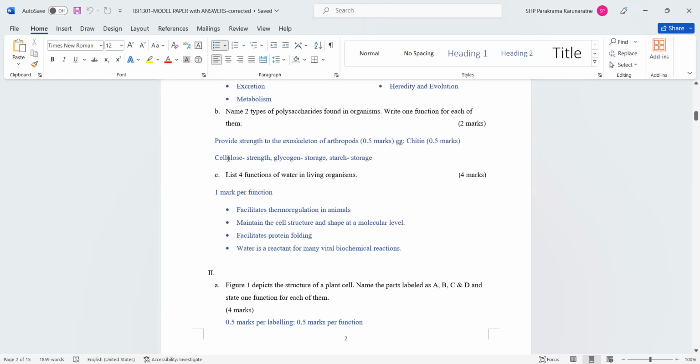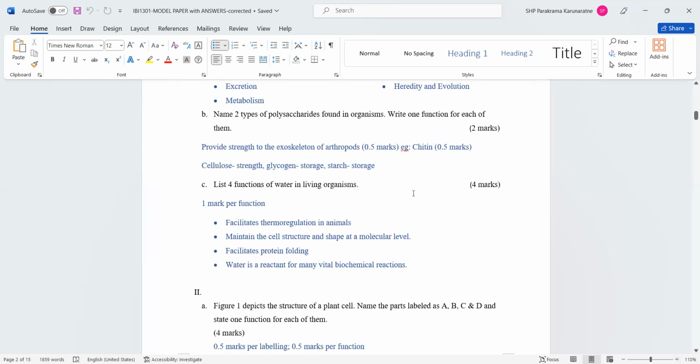Or you can say cellulose. In the plant cell wall you find cellulose. It gives strength. And glycogen is a carbohydrate, a polysaccharide. It is the animal storage product. Starch is also a polysaccharide. It is again found in potato and so on. It acts as a storage in plants, right? So any of these will give marks.